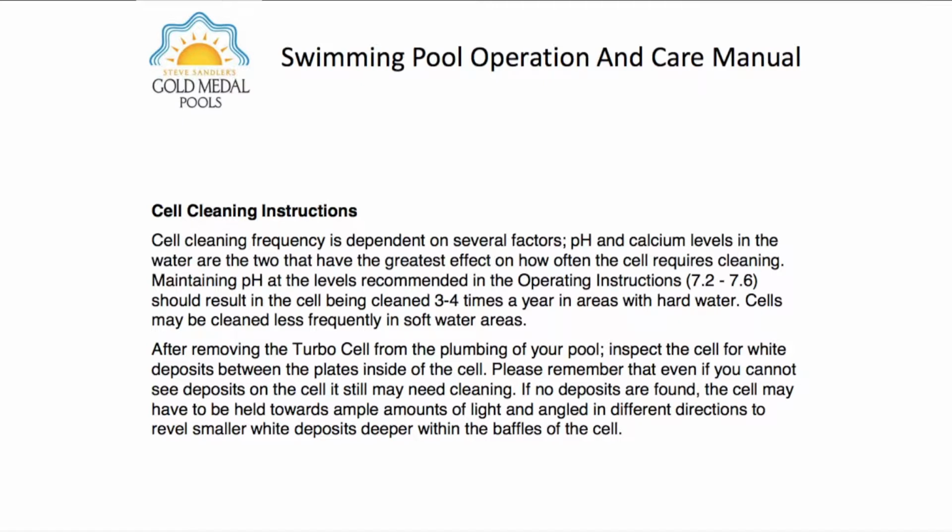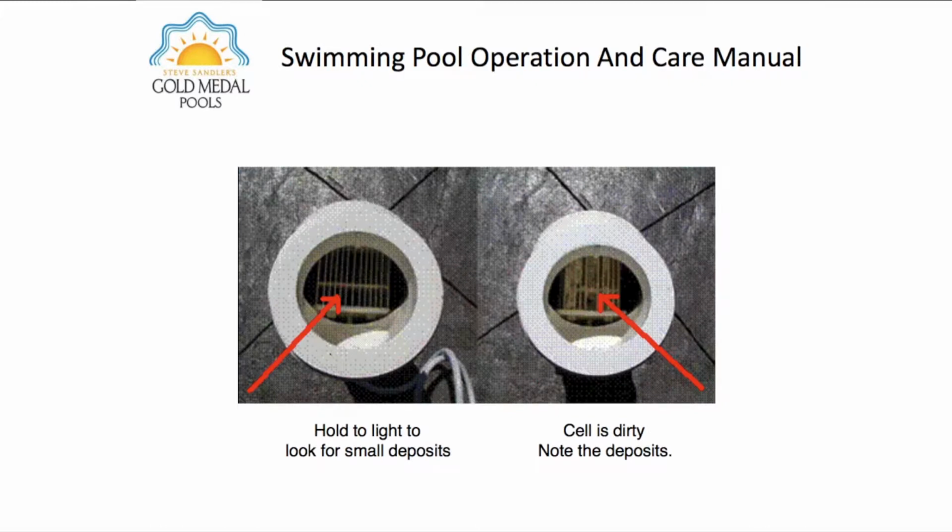After removing the turbo cell from the plumbing of your pool, inspect the cell for white deposits between the plates inside of the cell. Please remember that even if you cannot see deposits on the cell, it still may need cleaning. If no deposits are found, the cell may have to be held towards ample amounts of light and angled in different directions to reveal smaller white deposits deeper within the baffles of the cell. Hold to light to look for small deposits. Cell is dirty. Note the deposits.